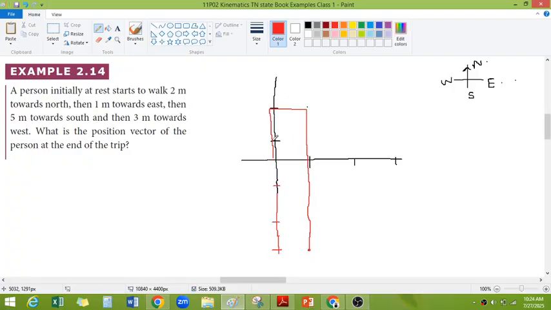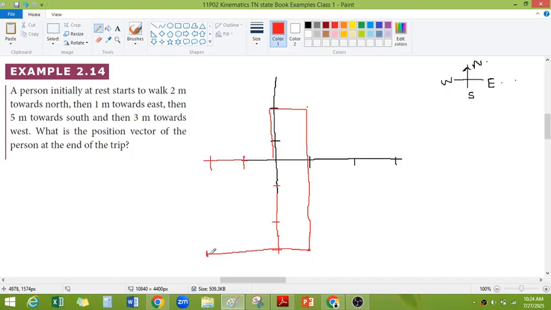Why? Because this is 1, 2, 3, 4, 5. 5 meters this way. And then 3 meters towards west. So that means this way. So 1 meter, 2 meters, 3 meters. So 3 meters towards west.